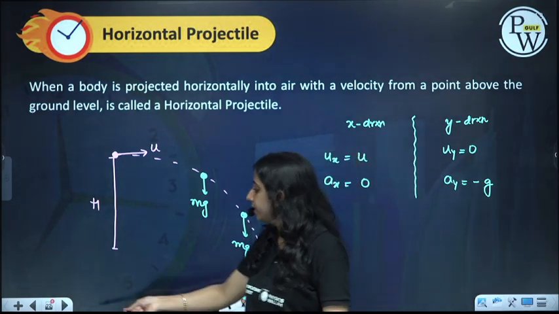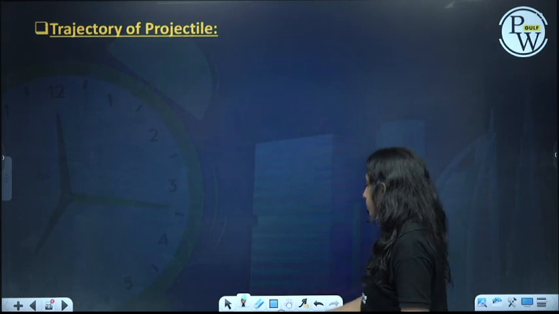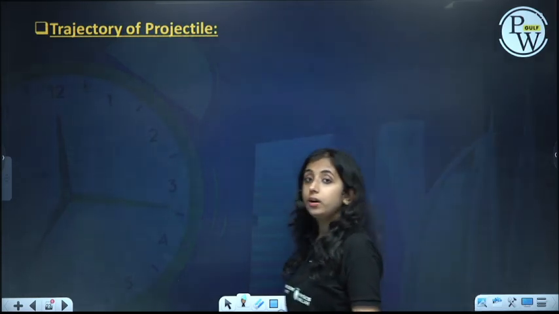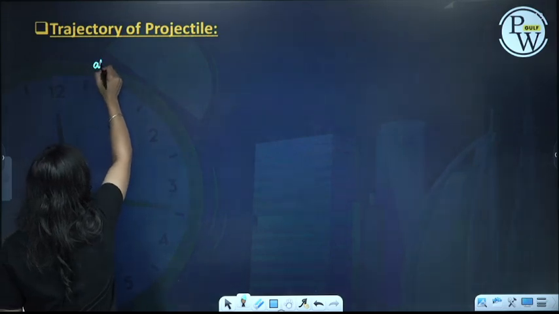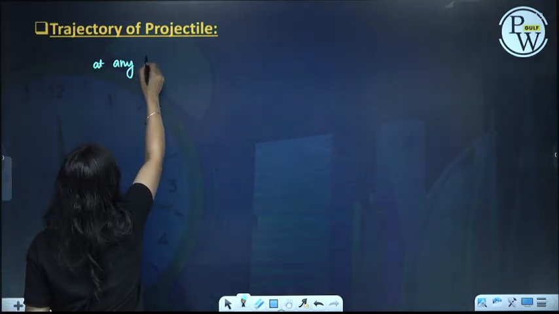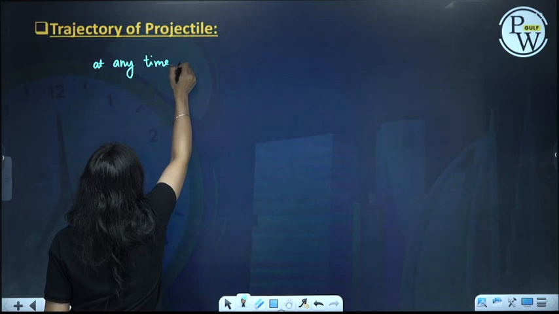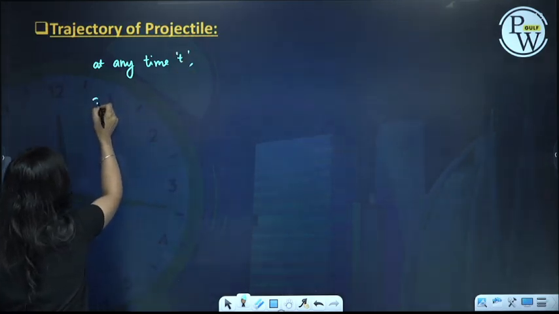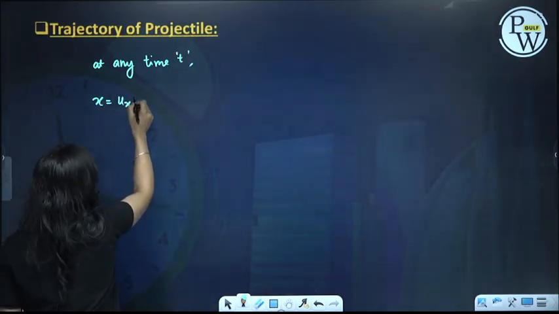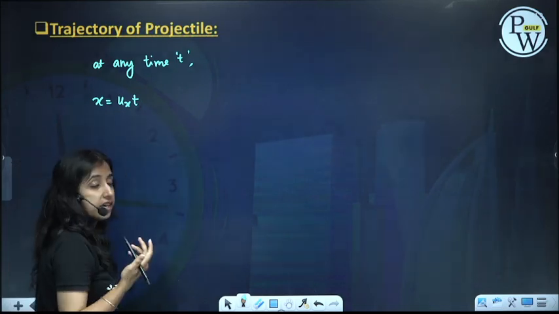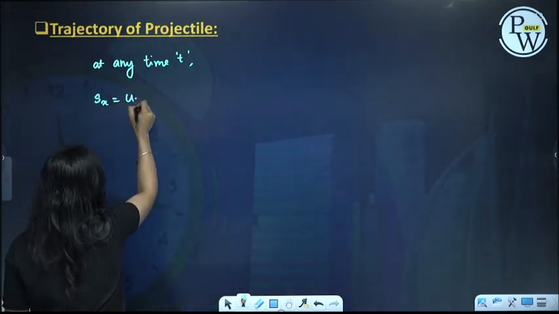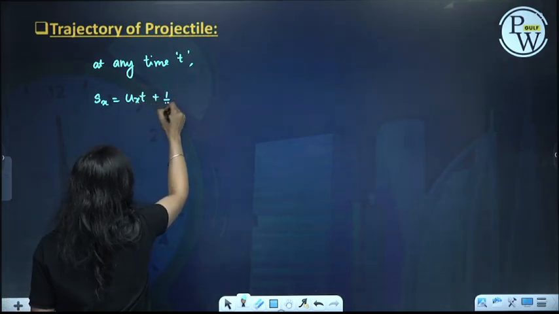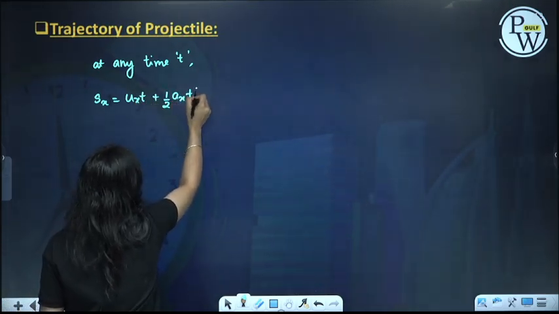Now let us obtain the same parameters for the horizontal projectile also. What is the trajectory of my projectile? At any time t, what will be my x? It will be equal to ux into t, because ax is 0. Let us take it as sx is equal to uxt plus half ax into t square.